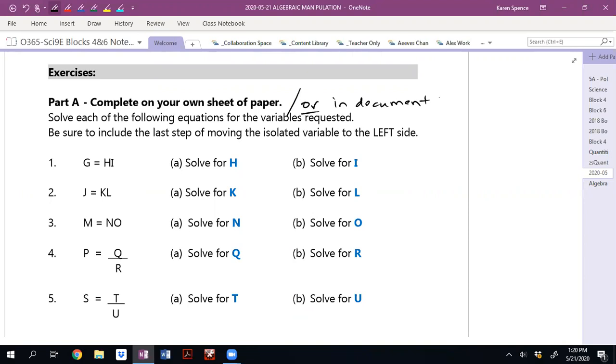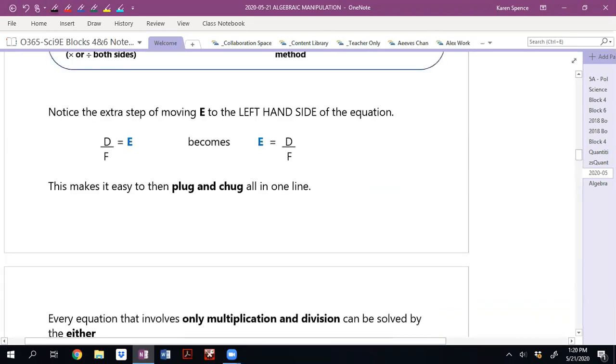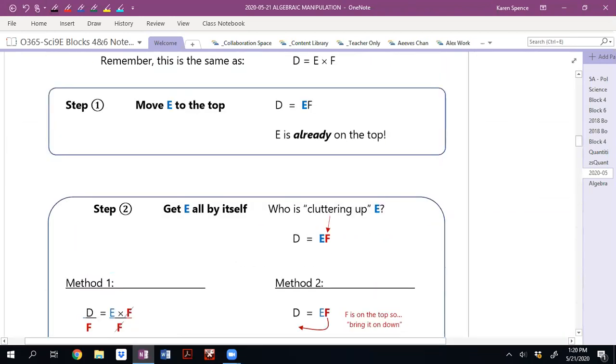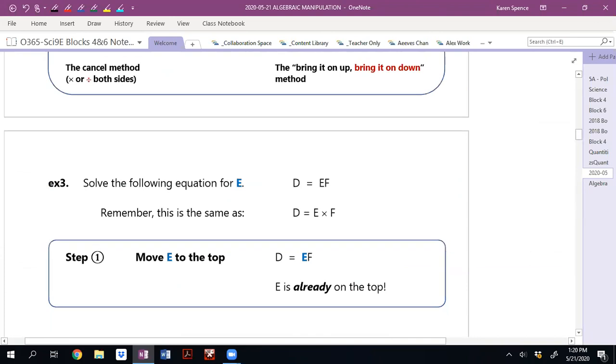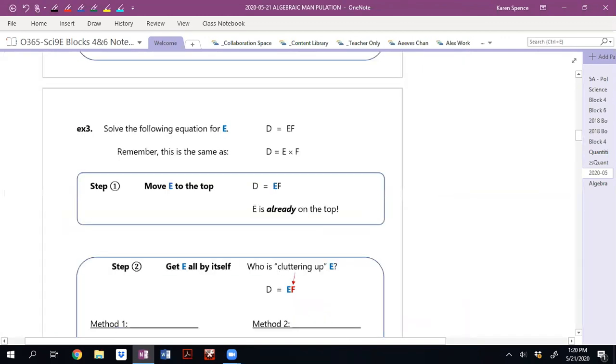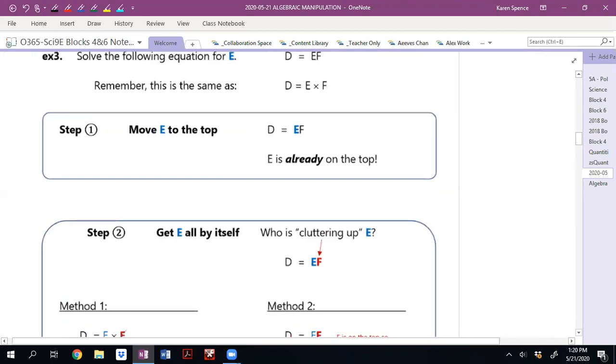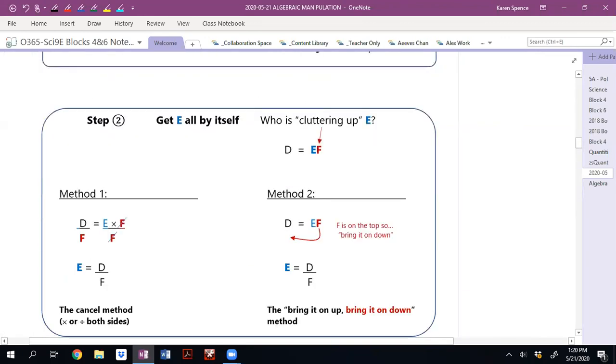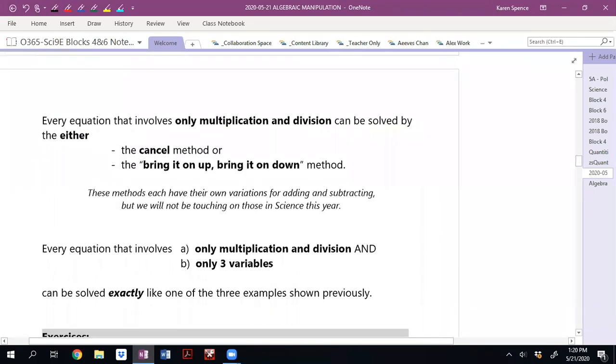So what I want you to do is do, say, number 1, and then check your answers. If you didn't get it right, take a look at what you did. Did you follow the steps? You can go back to the examples and say, oh, that looks just like example number 3, okay? Because every one of these questions is going to look exactly like one of these 3 examples.